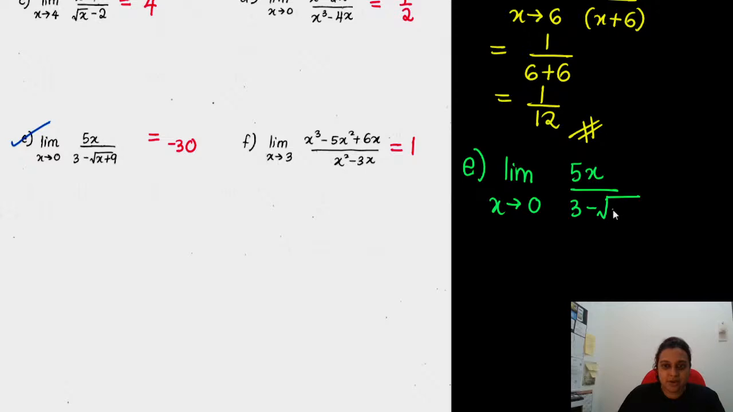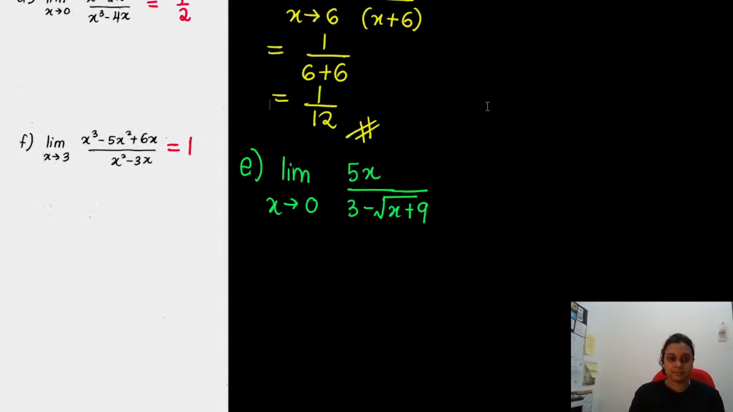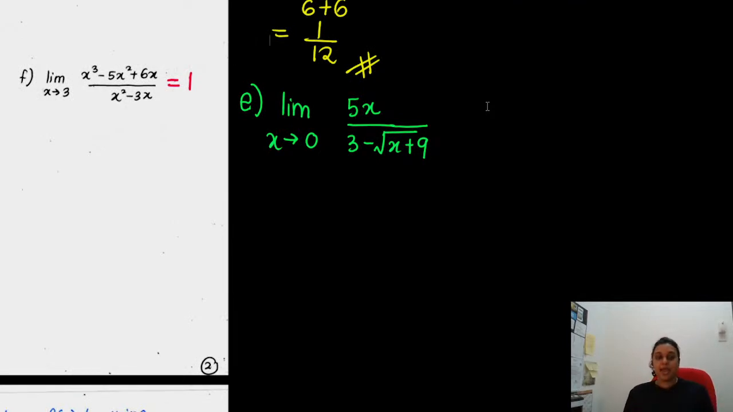We just copy the question first. Now I'm going to solve E. For E, since we have a square root, the moment you have a square root, what you need to do is multiply by the conjugate.